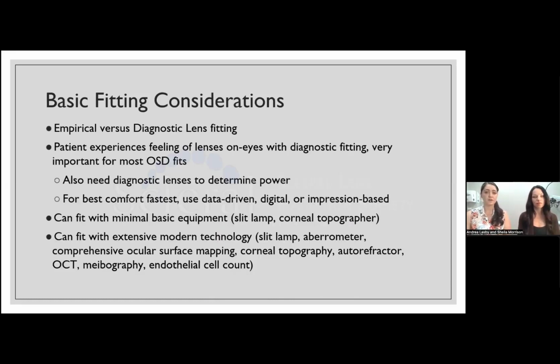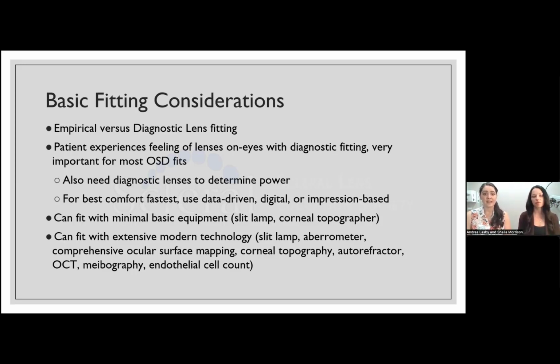All right. So with basic fitting considerations, we just talked about diagnostic lens fitting. We're going to go over empirical as well, which is more based on things like scleral topography, for example. We're going to talk about that a little bit later as well. When you look at empirical fitting, the nice thing about it is that whether you're doing some sort of digital freeform lens or an impression-based lens, you're going to be faster with that fit. It's nice to get a diagnostic fit where you nail it in one or two lenses, but it's not the norm, I would say. Empirical is going to be more expensive for the patient, but they'll also save their time, and time is money for many patients.